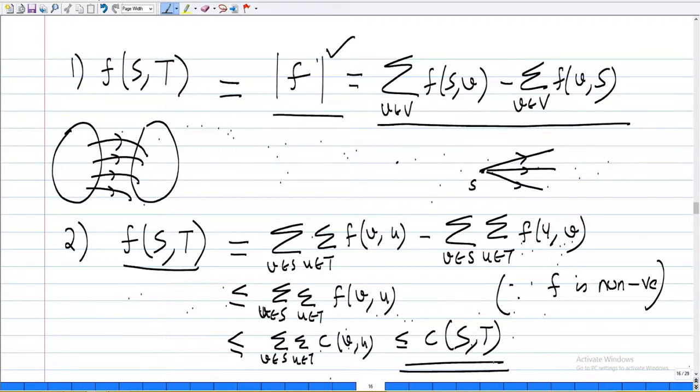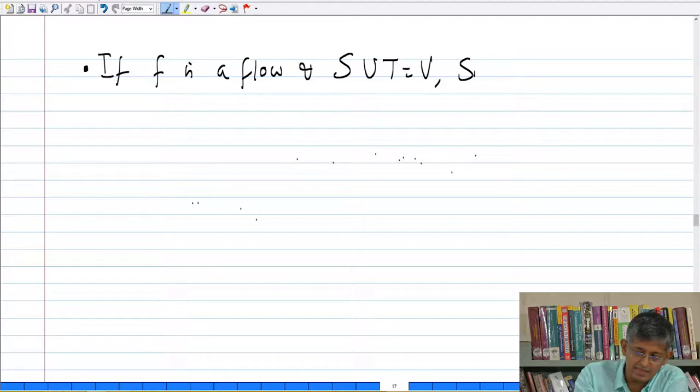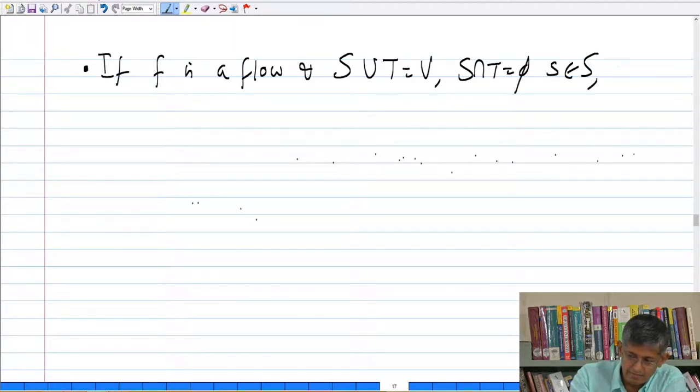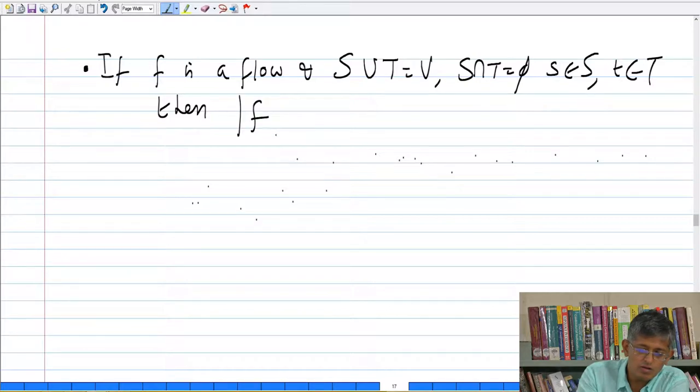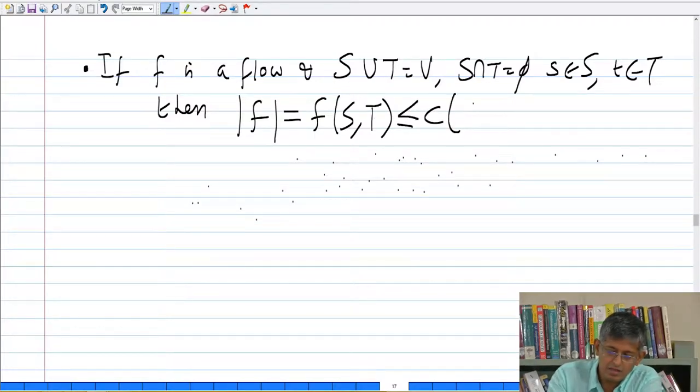What I did not emphasize, which I will emphasize now, is that for any S-T cut, the value of the flow is less than or equal to the value of any S-T cut. If f is a flow and S union T is equal to V, S intersection T is empty, s belongs to S, t belongs to T, then the value of this flow is going to be equal to f(S, T). This is less than or equal to the capacity of this S-T cut.